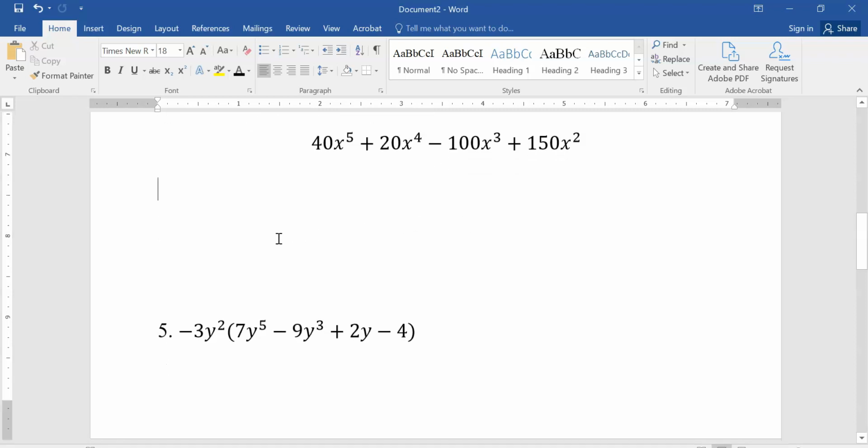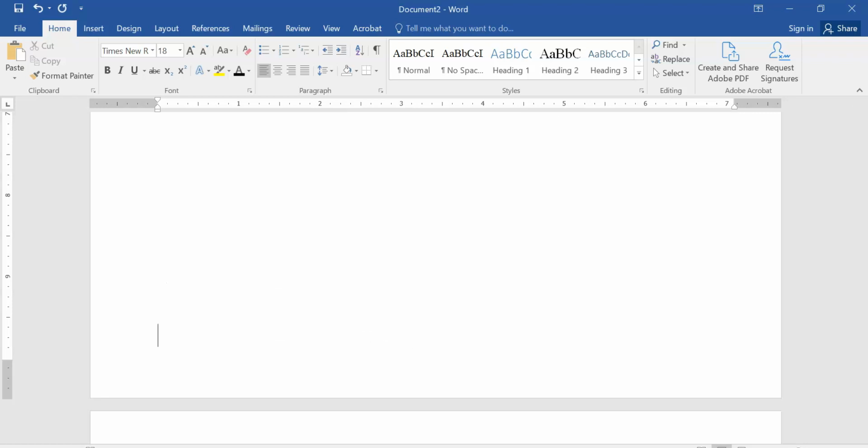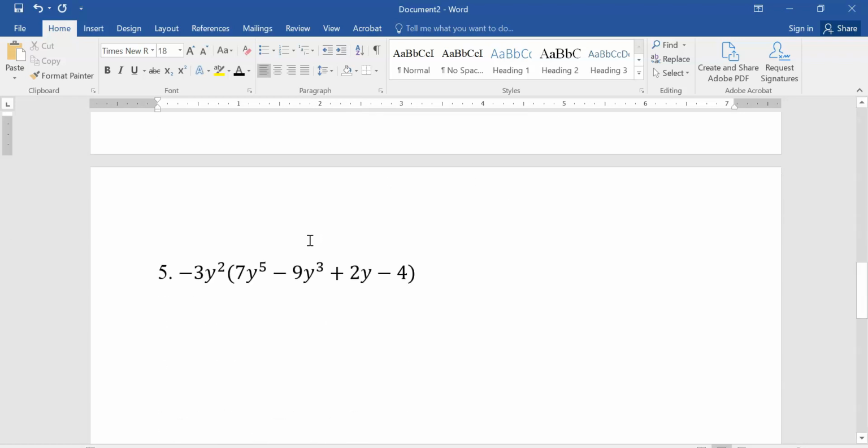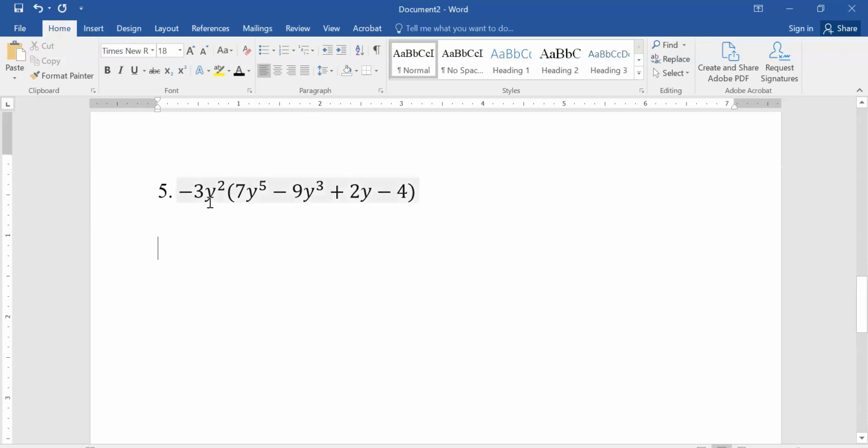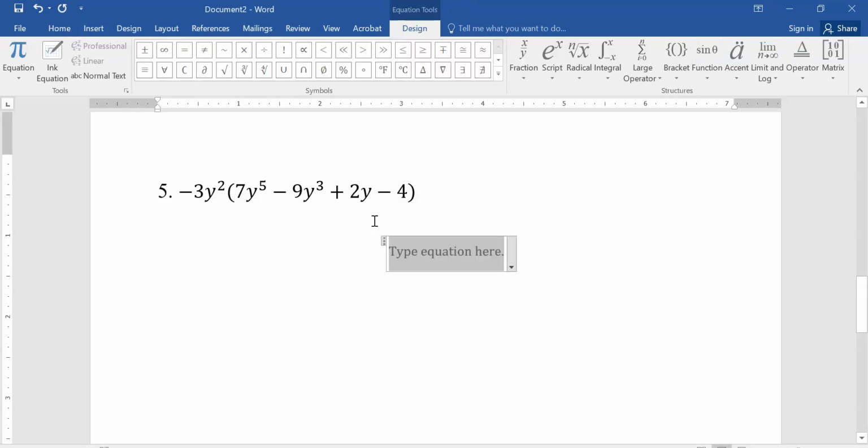Now the last problem that we have here, problem number 5, is negative 3y squared times the polynomial 7y to the fifth minus 9y to the third plus 2y minus 4. When you multiply, well, the first term, negative 3y squared times 7y to the fifth, negative 3 times 7 is negative 21. Y squared times y to the fifth is y to the seventh.